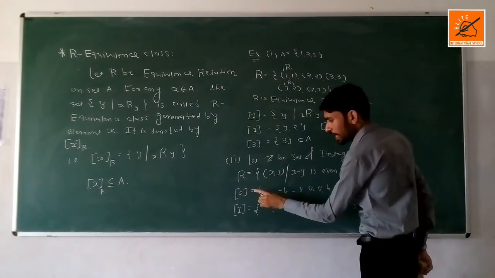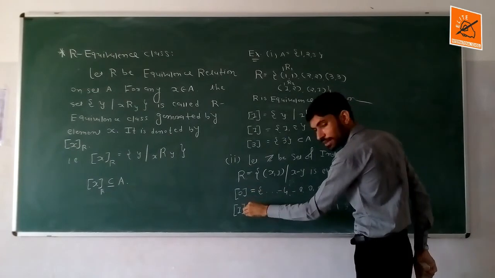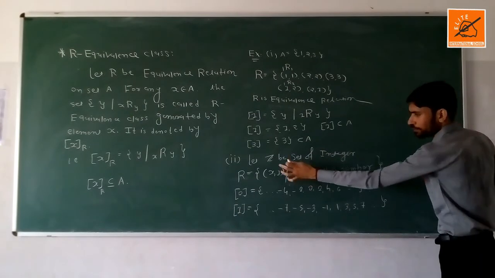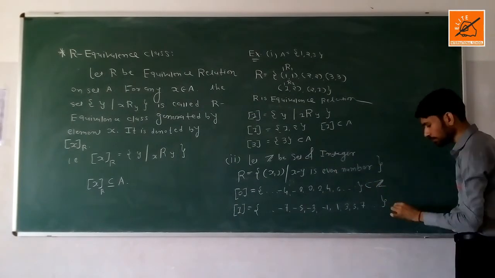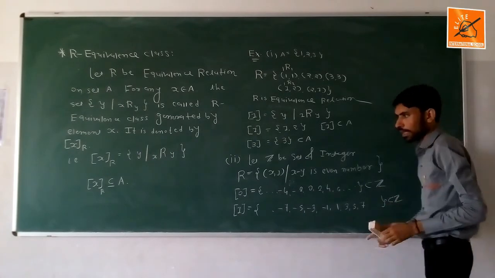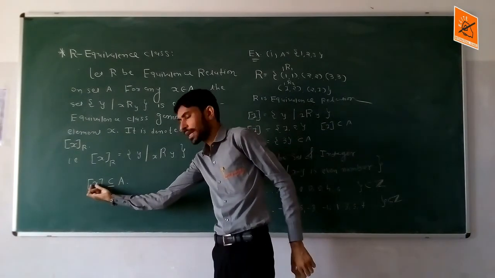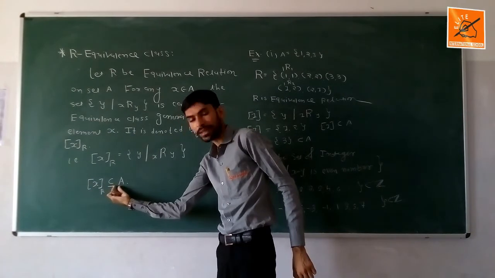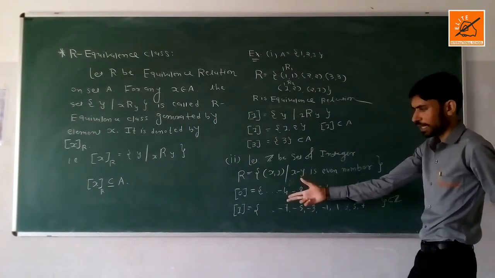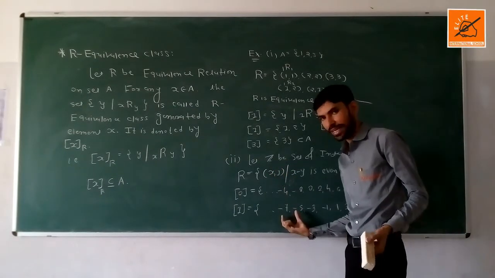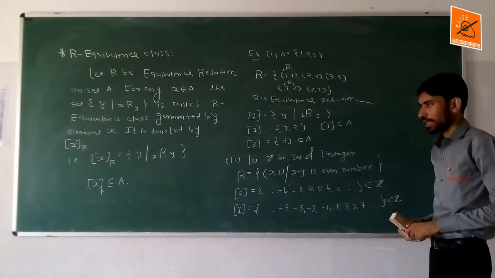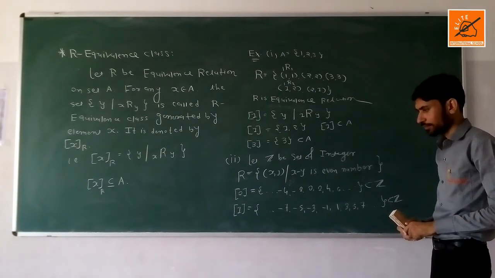And observe here that equivalence class 0 and equivalence class 1 are subsets of our set Z, as per our note that any equivalence class is a subset of set A. Now if we take the union of these two sets, we get our set Z. So this is the example of R equivalence classes.